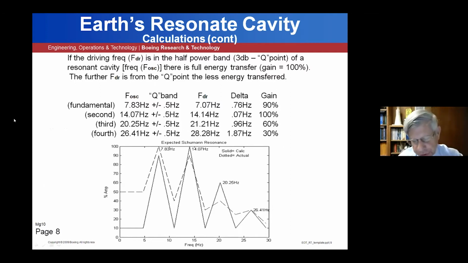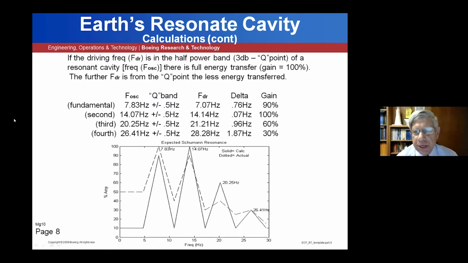Because it's a tuned circuit, you have a Q point and a narrow bandwidth for your different harmonics. Now, the fundamental is 7.83, second is 14.07, third is 20.25, and the fourth is 26.41. Now, the driving frequencies from the gravity equation are 7.07, 14.14, 21.21, and 28.28. So comparing the resonant frequencies to the driving frequencies, you see that the driving frequency for the fundamental is very close.